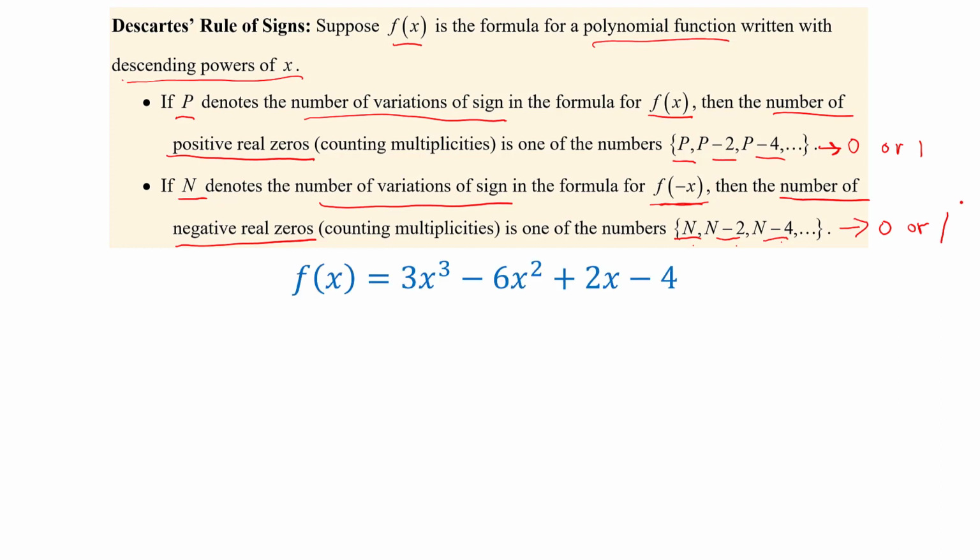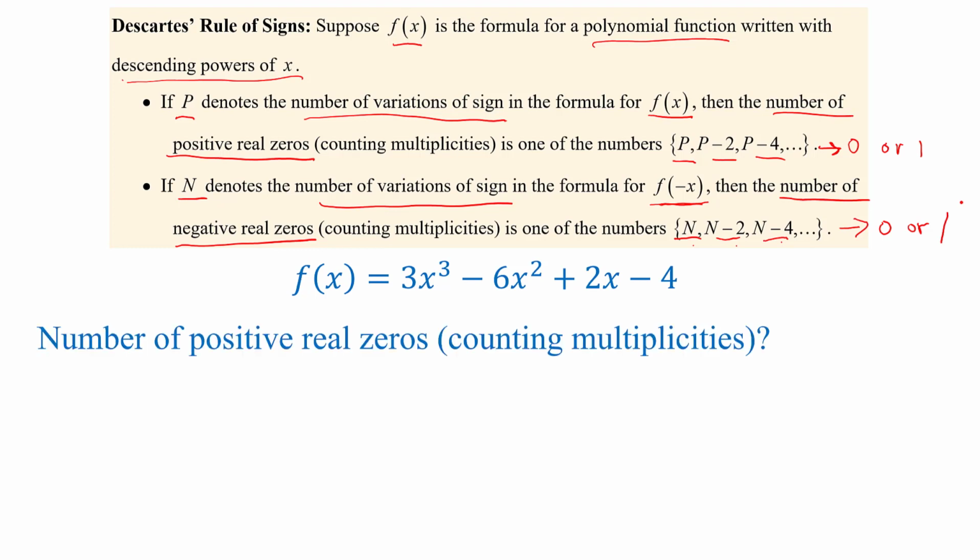Let's do one. Say we have f of x equals 3x cubed minus 6x squared plus 2x minus 4. And then to find the number of positive real zeros, we look at the number of sign changes. So if you think of this as being plus 3x cubed minus 6x squared plus 2x minus 4, how many times do we change sign as we go from left to right? So right here, plus to minus, we go 1 sign change, 2 sign changes, 3 sign changes.